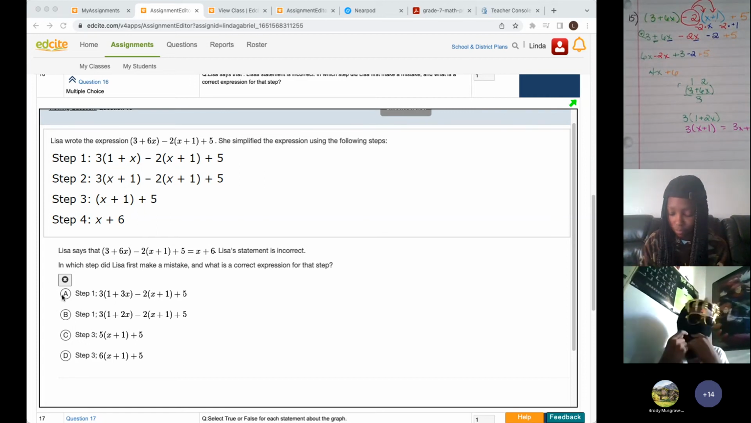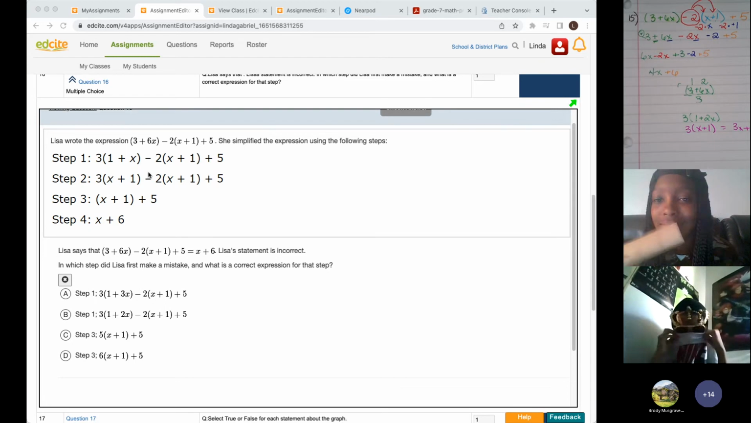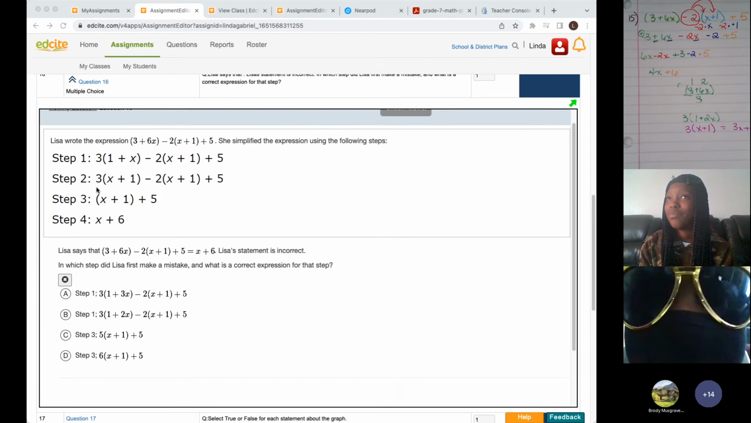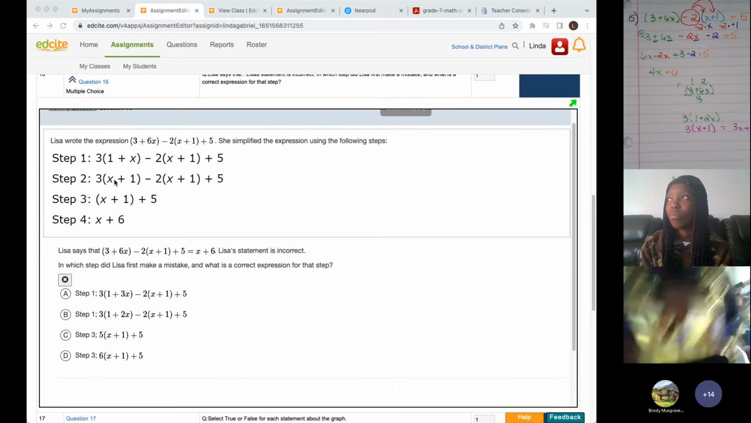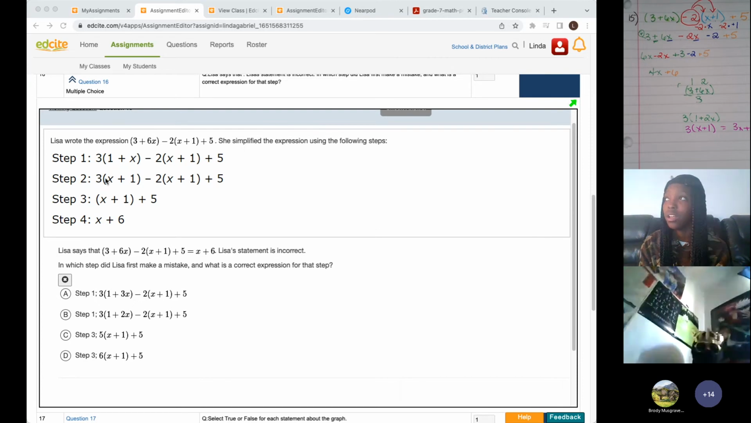So step 2 is already incorrect. Oh wait, that actually happened in step 1. Step 1 is incorrect. So now we move on to step number 2. 2x plus 1 plus 5. Did she change anything in step 2? Oh, she switched the x to 3x plus 1. Step 2, I suppose if you take what she had in step 1, it's not necessarily incorrect. So let's see, step 3.